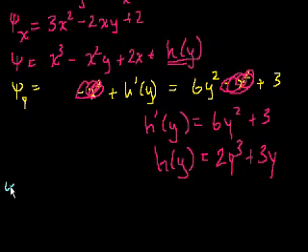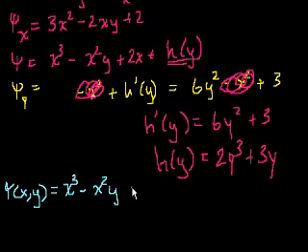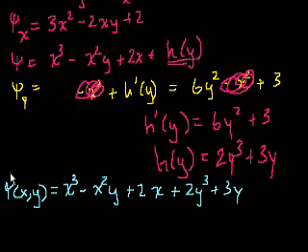Our function xi as a function of x and y is equal to x to the third minus x squared y plus 2x plus h of y, which we just solved for. So h of y is plus 2y to the third plus 3y. And then there could be a plus c there, but you'll see that it doesn't matter much.